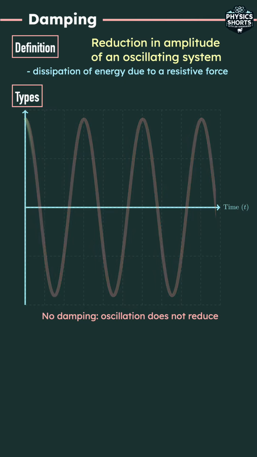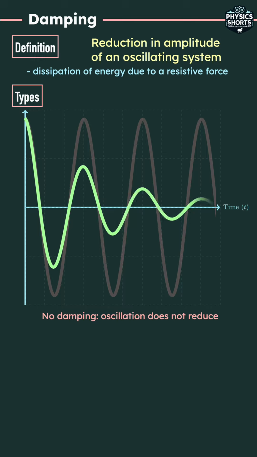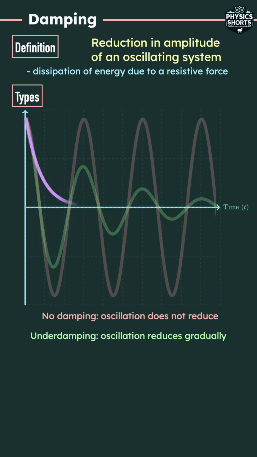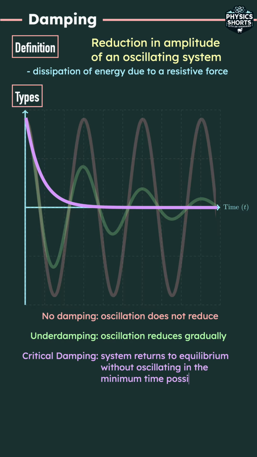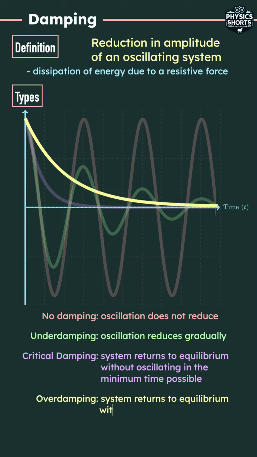So one type of damping is underdamping, where the oscillation reduces gradually. The next is critical damping, where the system returns to equilibrium without oscillating in the minimum time possible. So that's the critical damping stage. And overdamping is where the system returns to equilibrium without oscillating, but it takes a bit longer.